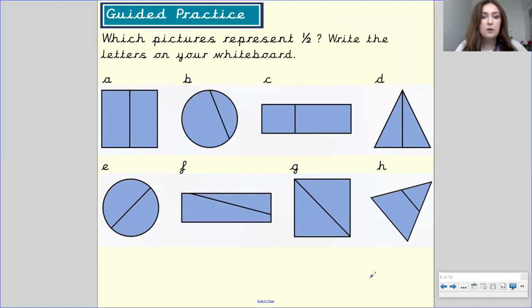Okay, now we need to get your mini whiteboard and I want you to tell me which pictures represent 1/2. Just write the letters on your whiteboard. Pause the video now and then we'll go through the answers when you are ready.